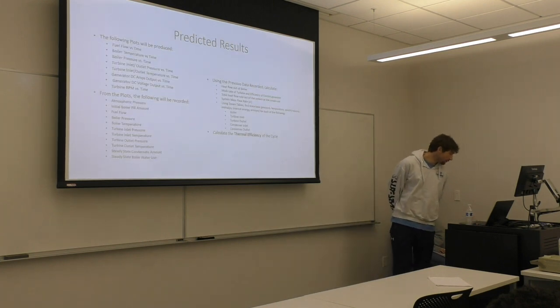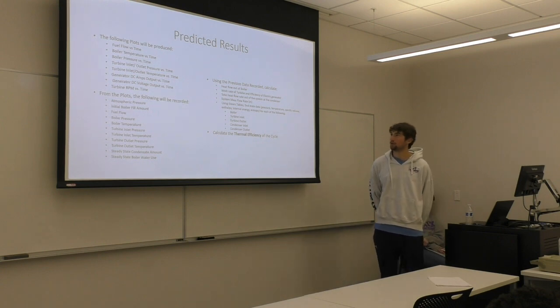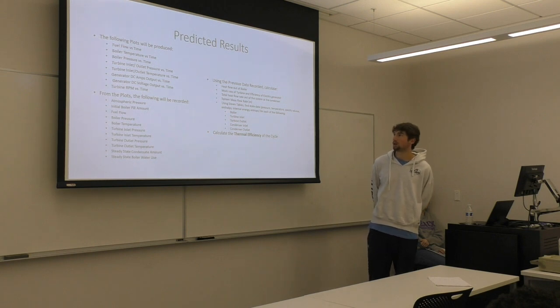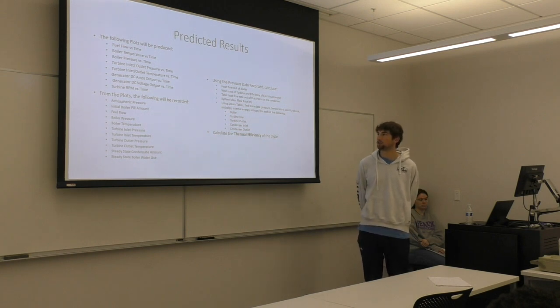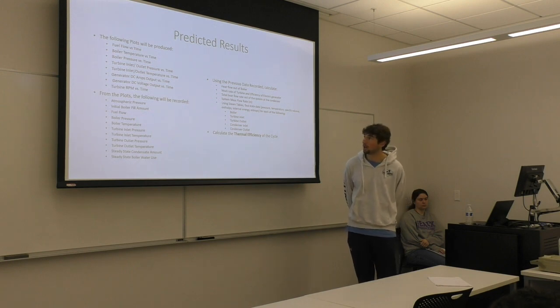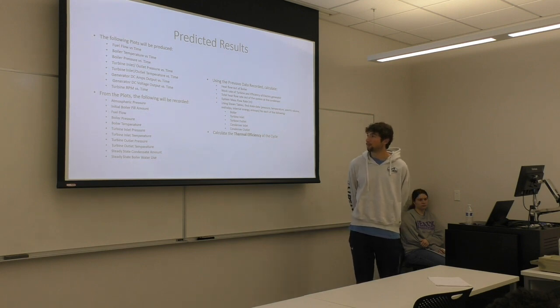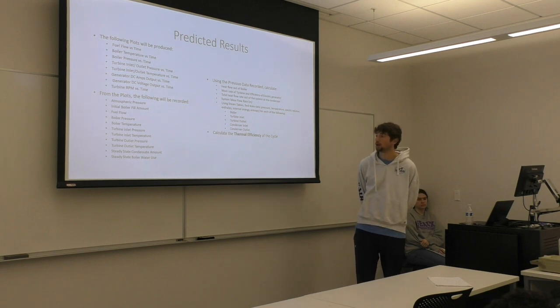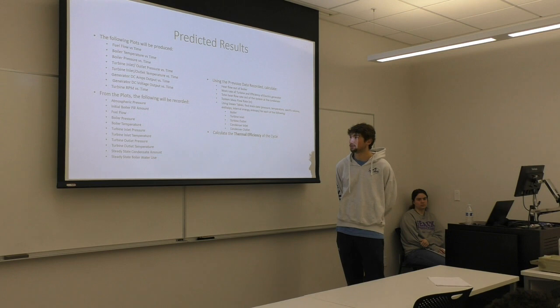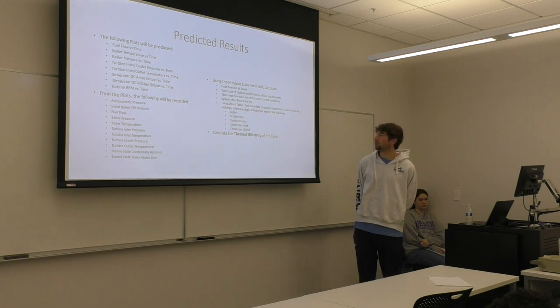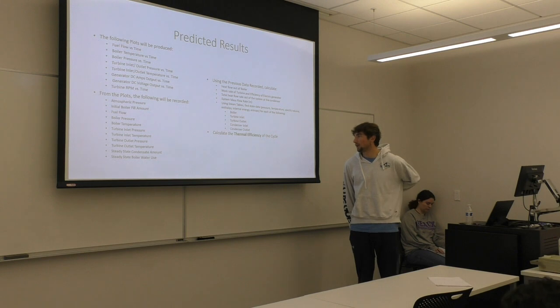For the predicted results, there's quite a few of them, so I won't hit on all of them, but there'll be about 6 to 8 plots that you'll have to use: pressure and temperature versus time graphs of the boiler and turbine. From those plots you'll calculate inlet and outlet pressures and temperatures of the turbine. There are some flow rates, and also steady state data. And using that, you'll be calculating the thermal efficiency of the cycle.